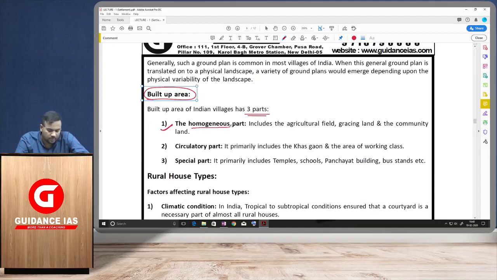The ground plan can be divided into three parts. One is the homogeneous part, which refers to the agricultural fields, grazing lands, and community land. Then there is a circulatory part, which primarily includes the Khas Gaon and the area of the working class. Then there are special parts, which primarily include temples, schools, panchayat buildings, bus stands. Many of them can be there.